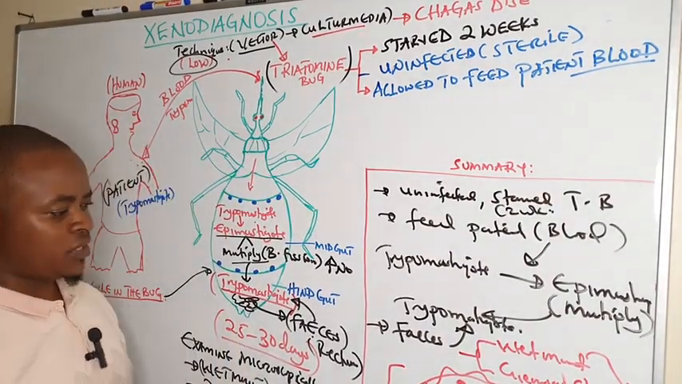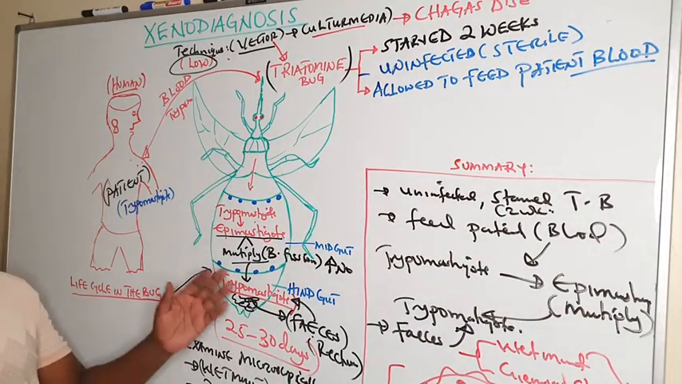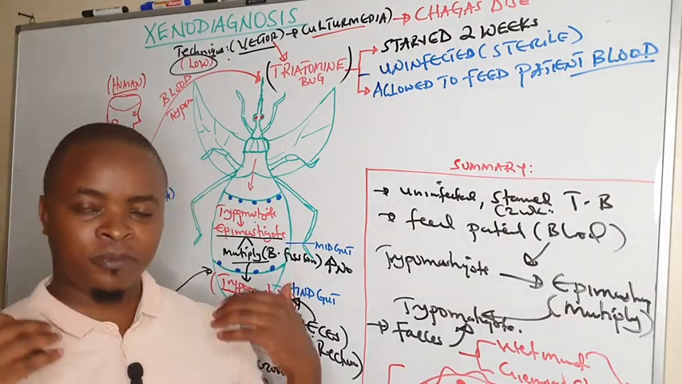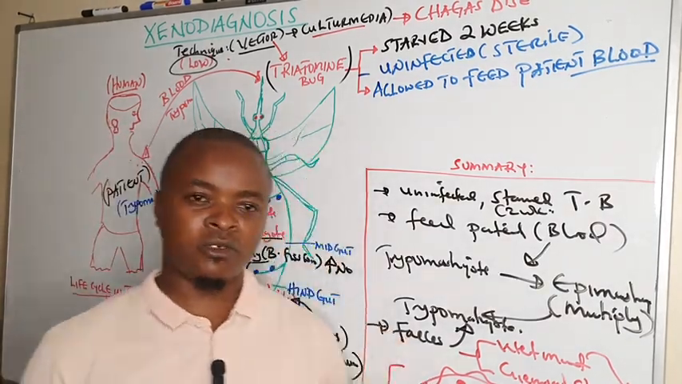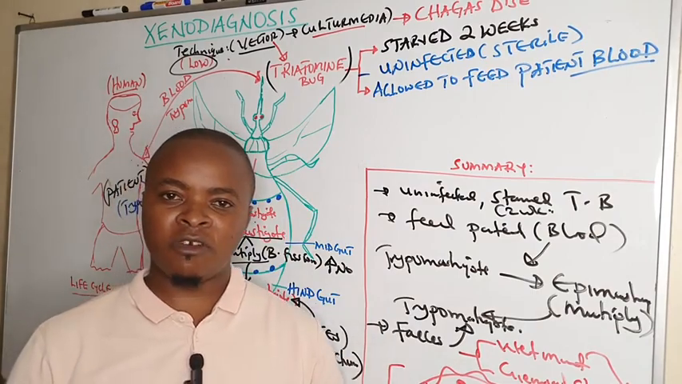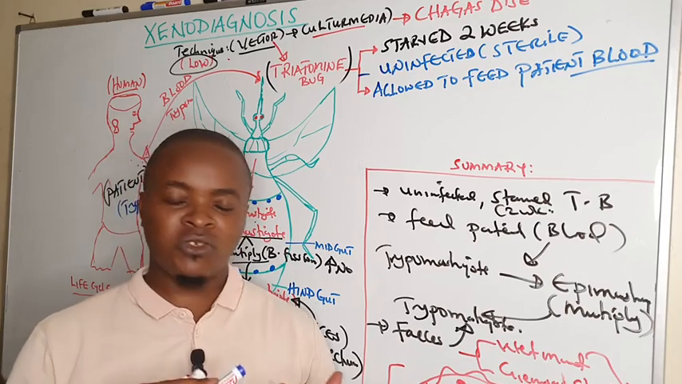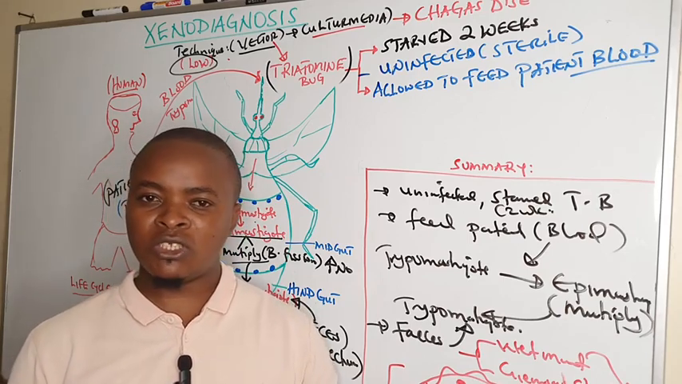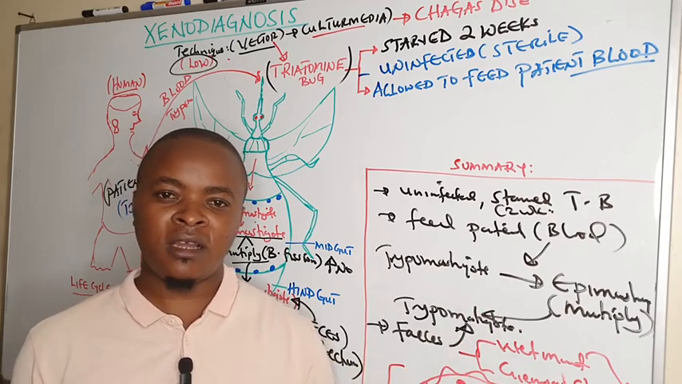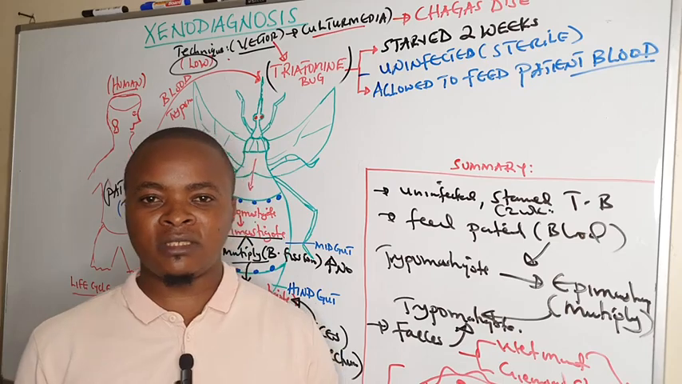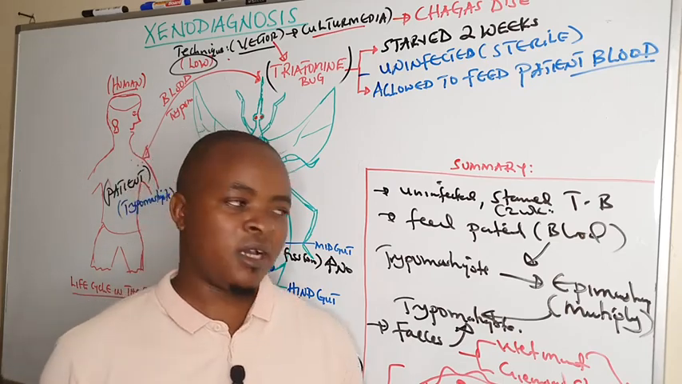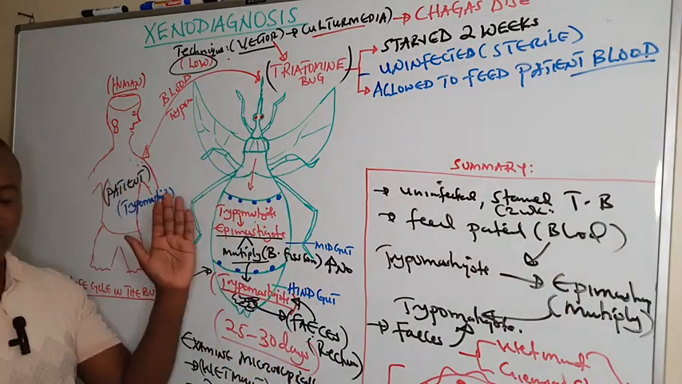So this is what we can discuss with you under xenodiagnosis. Other methods for diagnosis of American trypanosomiasis include direct wet mount for blood and the buffy coat, using Giemsa stained smear for the buffy coat, using serological tests such as ELISA, indirect fluorescence antibody test, and we can also do PCR. At the same time, we can also do xenodiagnosis.